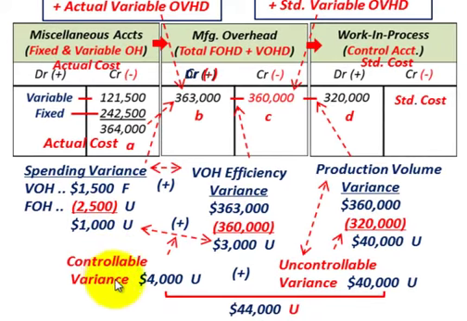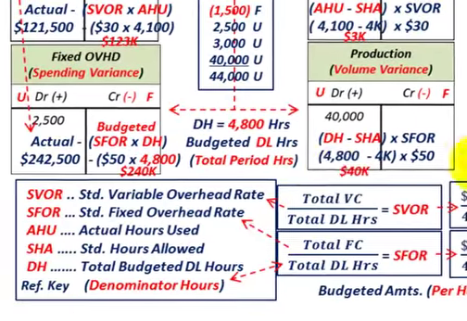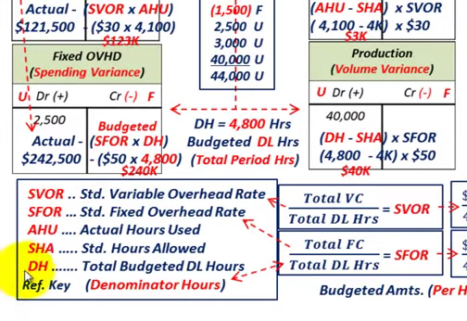Okay, so let's start with our T accounts. But before we get into that, we're going to be using a reference key for those formulas that we have with our T accounts. So we're going to start out here, and I've got everything marked in red. First, SVOR stands for the standard variable overhead rate. SFOR stands for the standard fixed overhead rate. AHU is the actual hours used. SHA is the standard hours allowed.